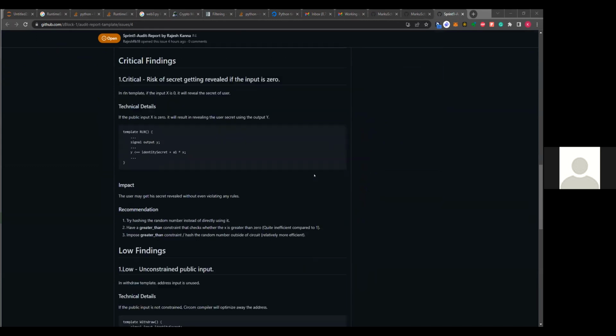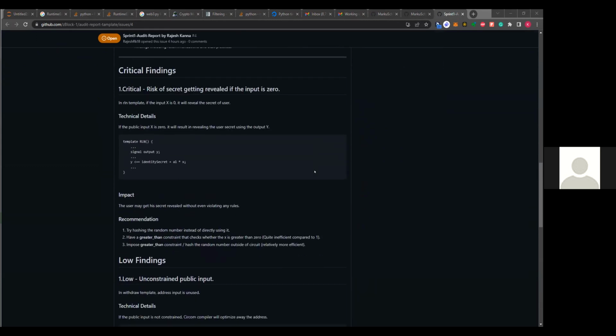Let's quickly jump on to the critical finding. I found this critical because if the X that we are giving as input is 0, then the user's secret, which is supposed to be a secret, may be revealed. So the user cannot be trusted with what they're giving as input. This is the reason I decided to add this as a critical finding. No more to say, this has already been discussed.